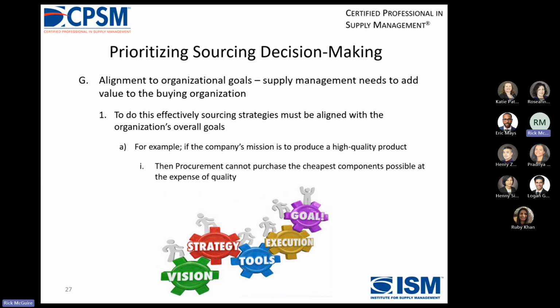Alignment to organizational goals. So supply management needs to add value to the buying organization. To do this, you've got to be aligned with the organization's overall goals. For example, if the company's mission is to produce high quality product, then procurement can't purchase the cheapest components possible at the expense of quality.